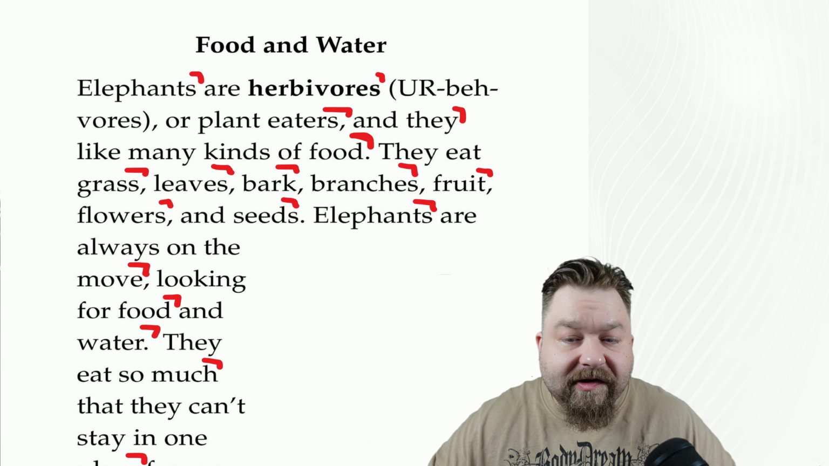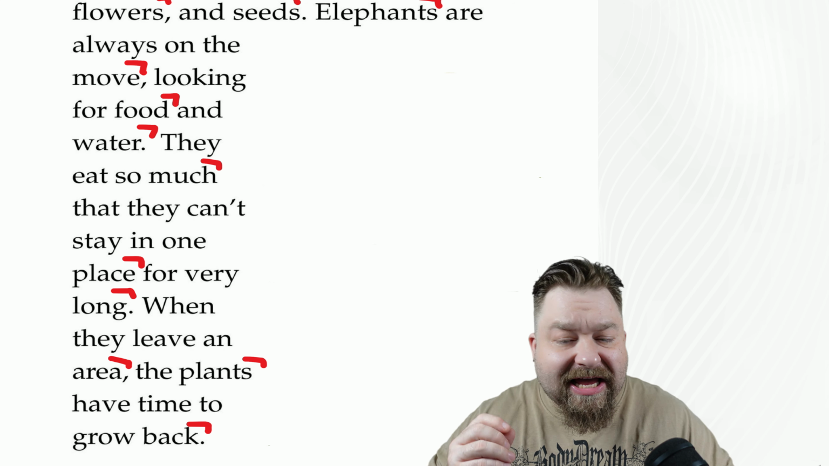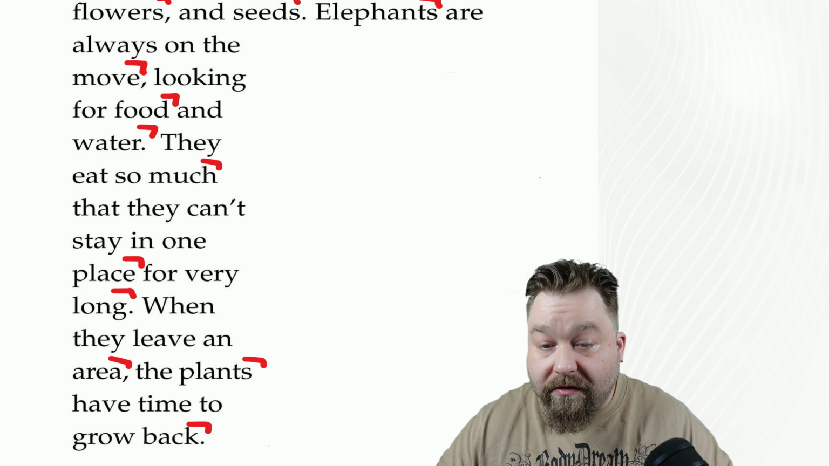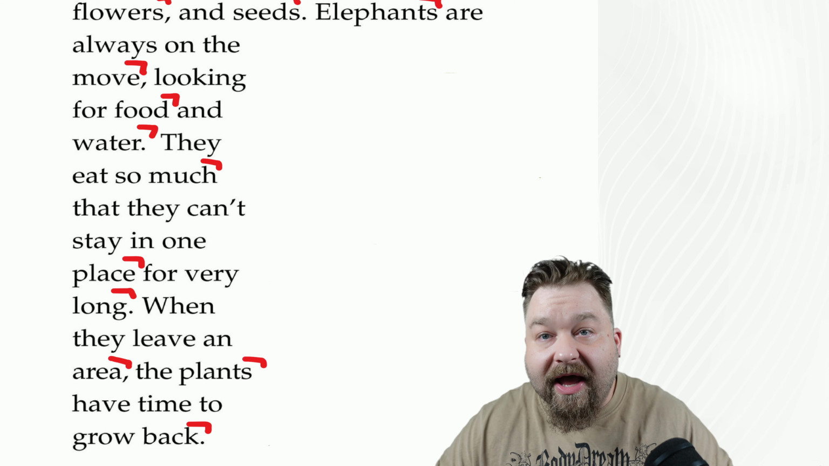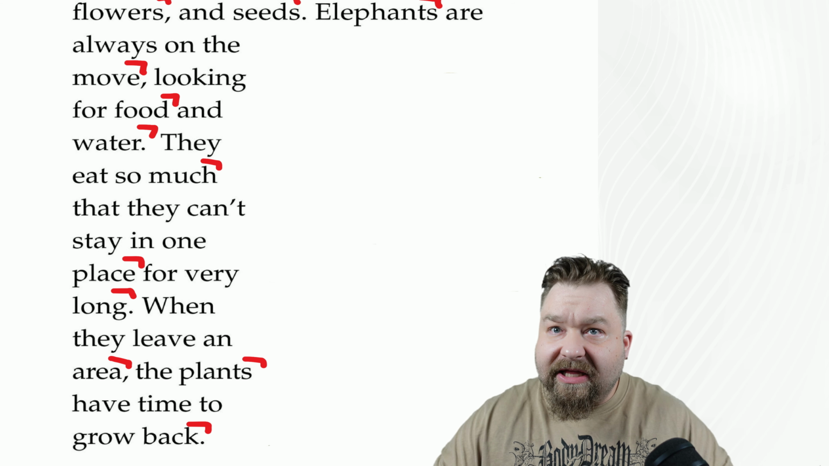Elephants are always on the move, looking for food and water. They eat so much that they can't stay in one place for very long. When they leave an area, the plants have time to grow back. That's really nice, right? They eat it all, but they leave.